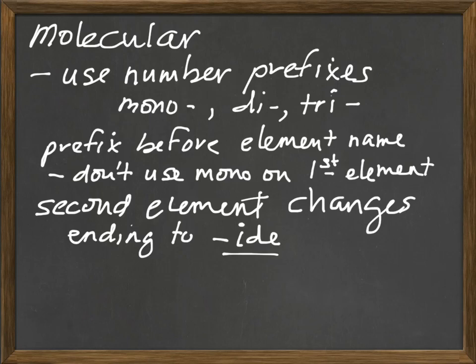Going the other way around, because you need to know how to write a formula if I give you the name, and you need to know how to write a name if I give you the formula. So going the other way around, you recognize these because they have those prefixes in them. So let's do some examples.